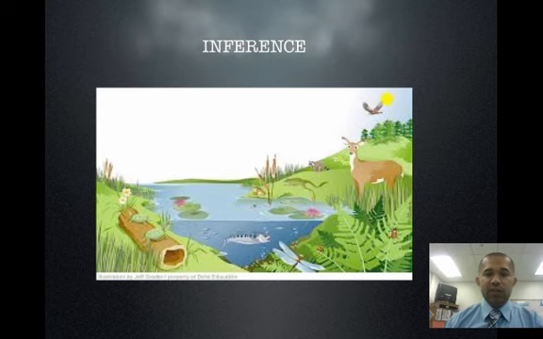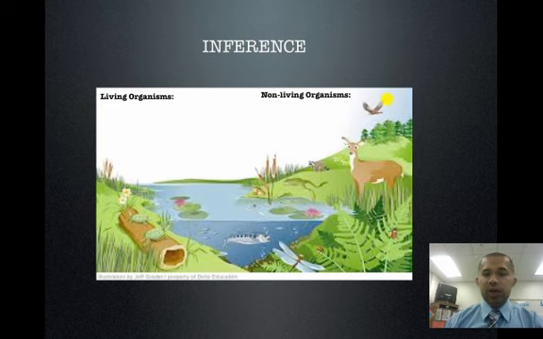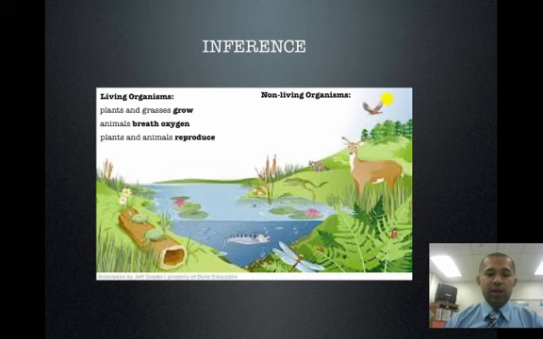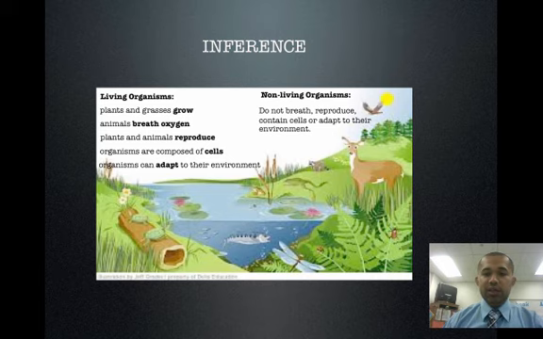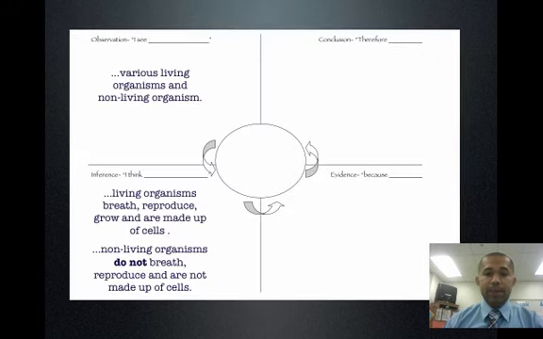Okay, the next thing is making inferences about this picture. We said we had living organisms and non-living organisms. Well, I know that plants and grasses grow, so that makes them living. I know that animals breathe in oxygen and give out carbon dioxide. I also know that plants and animals reproduce, that living organisms are composed of cells, and that organisms can adapt to the environment as well. What do we know about non-living organisms? Well, they don't breathe, they don't reproduce, and they do not contain cells or adapt to their environment.